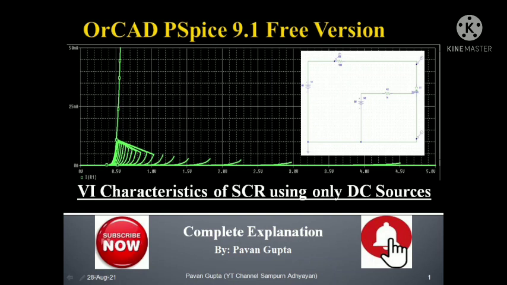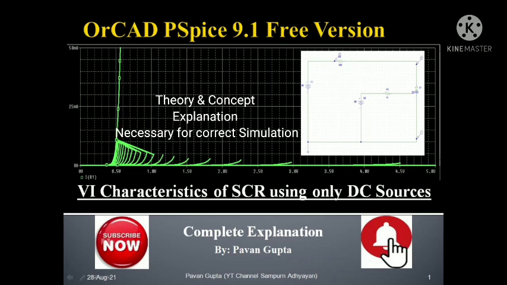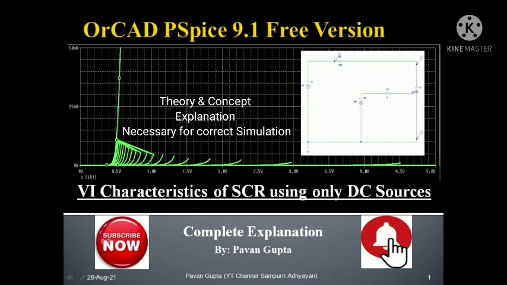But here I have decided to introduce some theory of the VI characteristics of SCR, because it is beneficial for students who are starting their studies of the power electronics subject from this semester onwards. Previously they don't know what the SCR is and what its characteristics are. So let's start with the PPT.